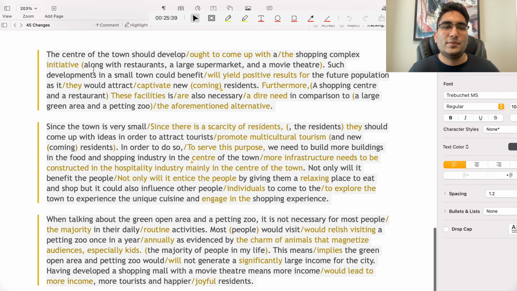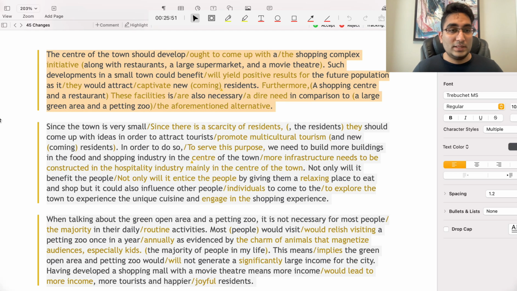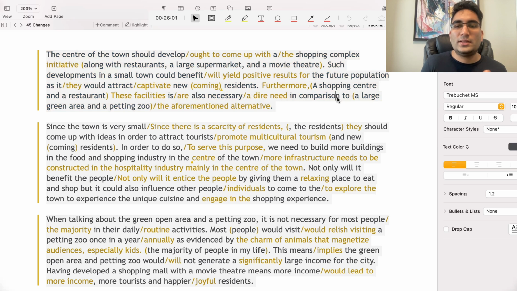Okay, so the starting of this was: center of the town has shopping complex, such developments and could benefit for a future population. Furthermore, shopping center is necessary to compare to this. Very long. This intro could be broken down into two simple sentences, which is the center of the town should develop this thing because of this reason. And the next sentence would be that in comparison, a large petting zoo would create problems. You know, two sentences would have been enough.